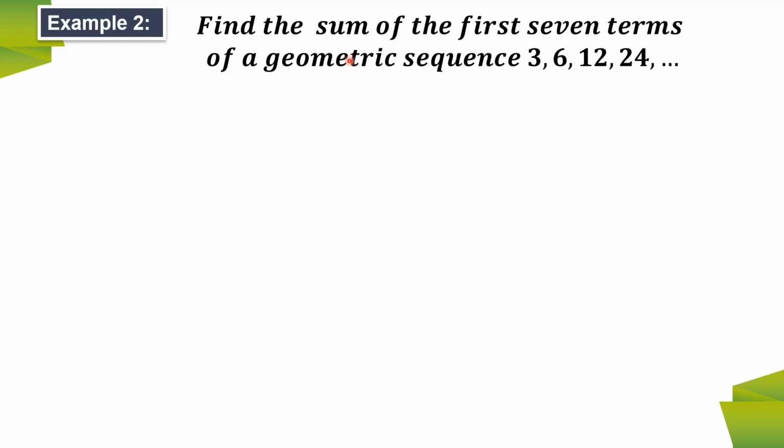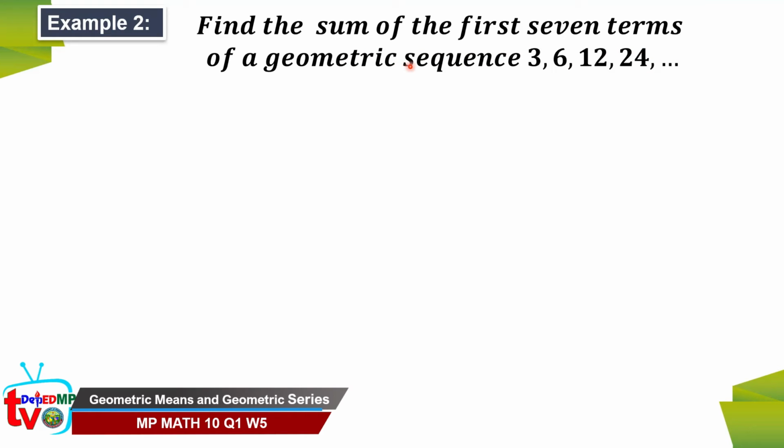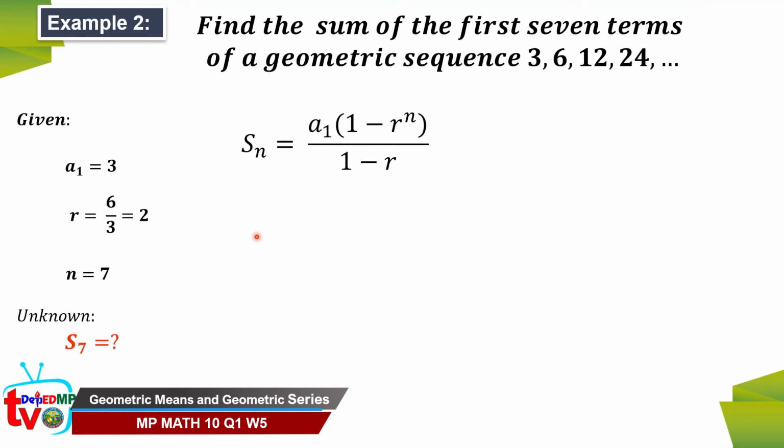Let us try to solve example 2. Find the sum of the first 7 terms of a geometric sequence 3, 6, 12, 24, and so on. Let us identify the given values. So a sub 1 is 3. The common ratio is solved by dividing 6 by 3, so it gave us 2. And the number of terms is 7 because we are looking for the sum of the first 7 terms.